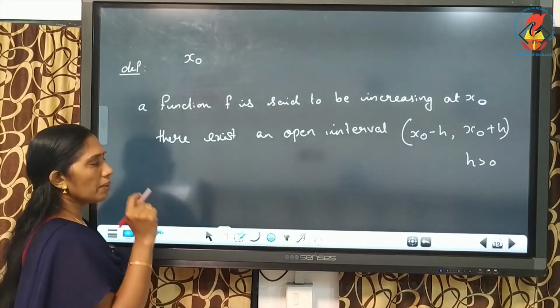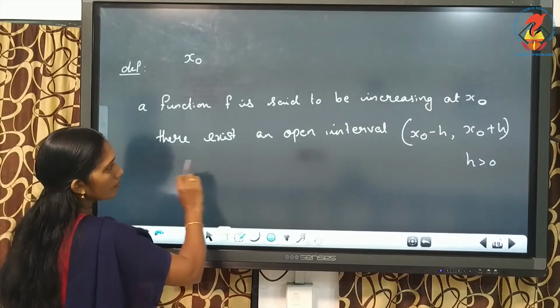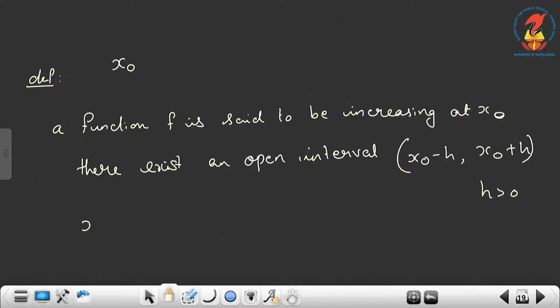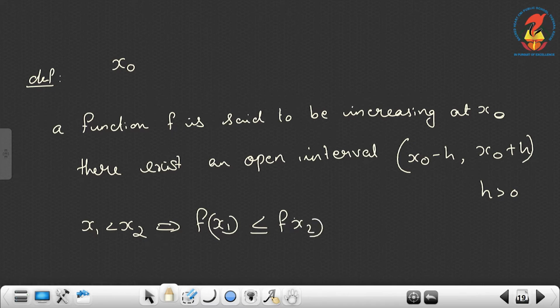Then, as in the previous definition, there exists an open interval. Then x1 less than x2 implies f of x1, here it is increasing. So, f of x1 less than or equal to f of x2 for every x1, x2 belonging to this interval. Which interval? x0 minus h and x0 plus h.